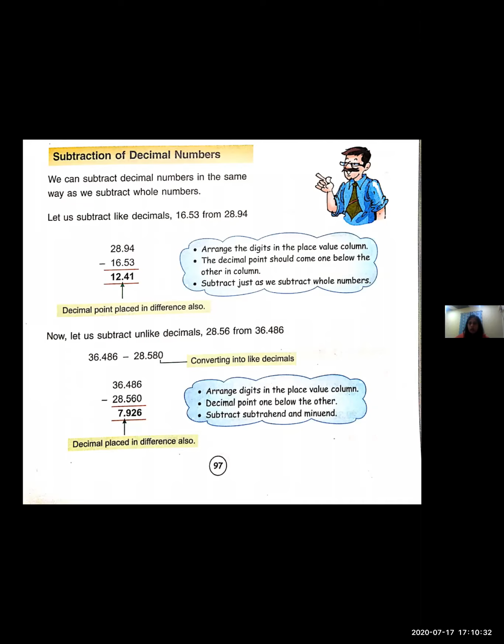After knowing addition and subtraction of decimal numbers, you can easily add and subtract, and practice this. So practice these types of questions, and in the next class we will learn about multiplication and division of decimal numbers.